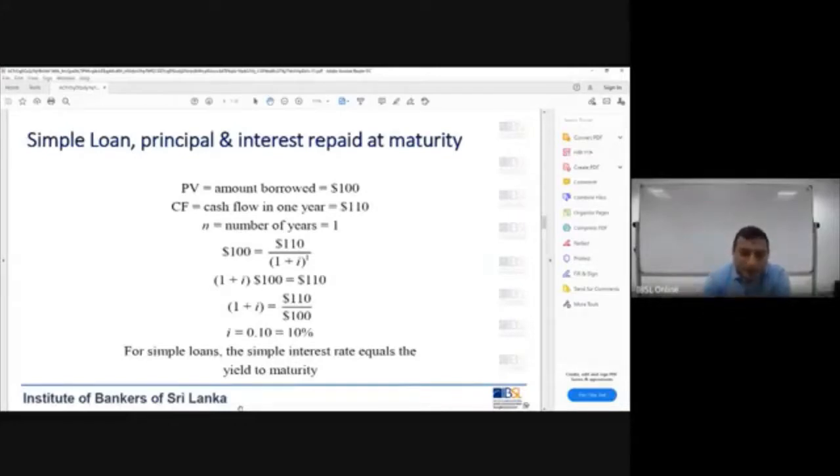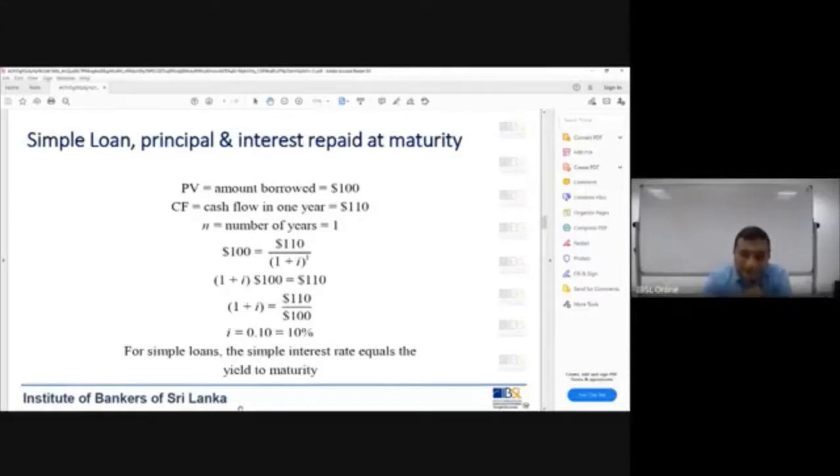So you now leave 1 plus i in that section and take the 100 to the other side. That means it becomes the new denominator of 110. So you simplify 110 over 100, that is 1.1. You know the interest rate in this instance based on 1 plus i, and the answer is 1.1 here. You take 1 to the other side, you will end up with 0.1. It's very simple.